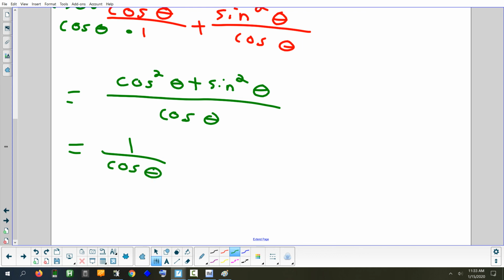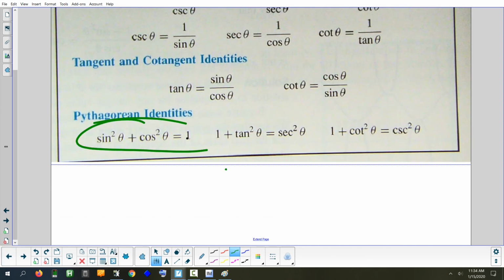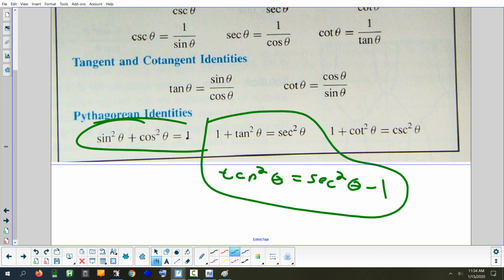Any questions how the top turned into 1? That's a Pythagorean identity. So anytime you see things that are squared, check those Pythagorean identities. And you might see the Pythagorean identities written different ways. Like, if I wrote this, tan squared equals secant squared minus 1, in that box, those are the exact same thing. All I did was move something to the other side. That's not a different identity. It's the same identity rearranged. Any questions on that?